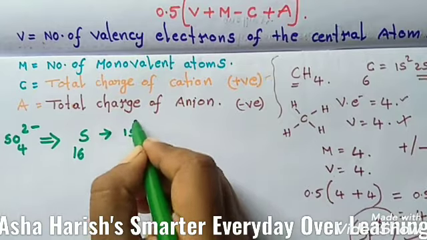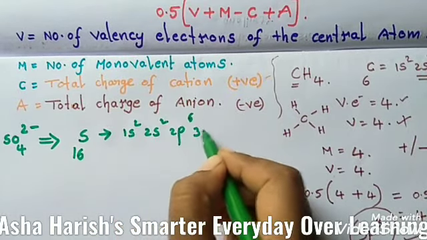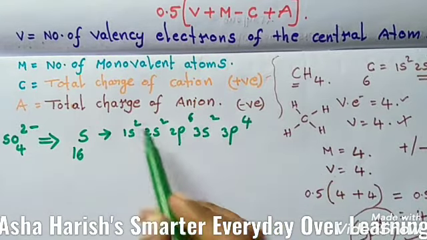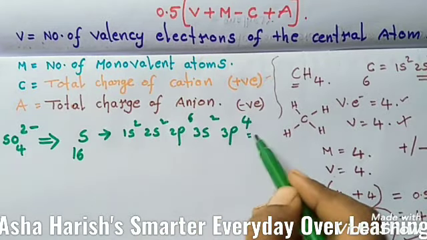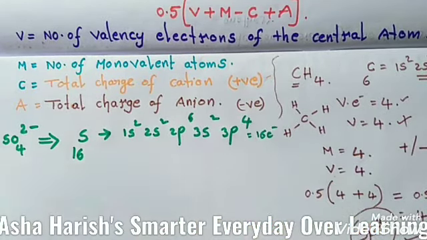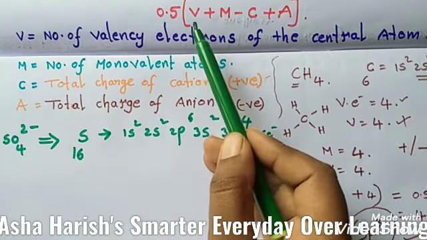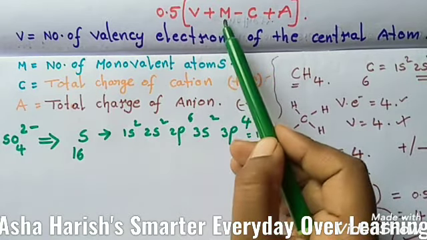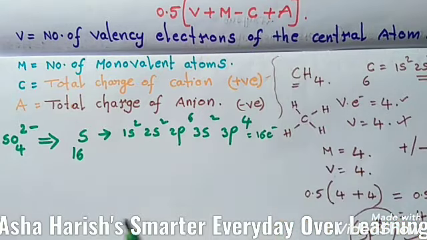I am going to write 1s2, 2s2, 2p6, 3s2, 3p4. Okay, here 10 electrons, 10 plus 2 is 12, 12 plus 4 is 16. So 16 electrons, sufficient here. Coming to this sulfur, you need to identify the number of valency electrons of the central atom, the number of monovalent atoms, the charge of the cation and the charge of the anion.